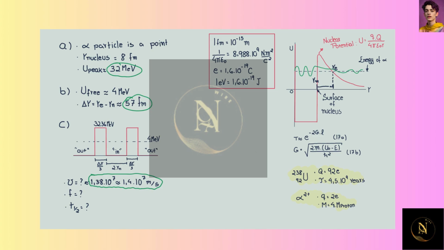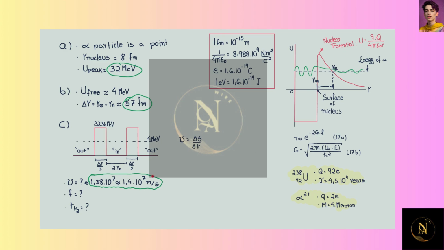Okay, now let's evaluate the frequency with which the alpha particle hits these two barriers. We know that the speed is given by the ratio between some distance and the time it takes for something to travel that distance. In this case, we are talking about the free alpha particle inside the nucleus.